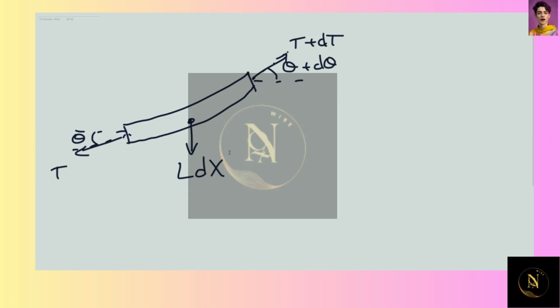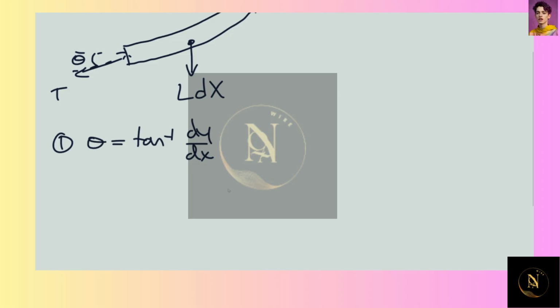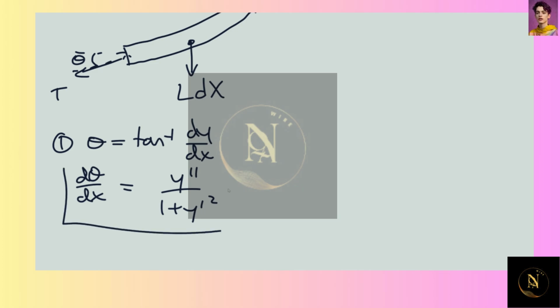So let's try and work out some stuff about this. First of all, we need to note that theta is the inverse tan of dy by dx. And that means that d theta by dx is y double dashed over 1 plus y dash squared, just straight up, just by the derivative of tan. So this is something we need to remember.